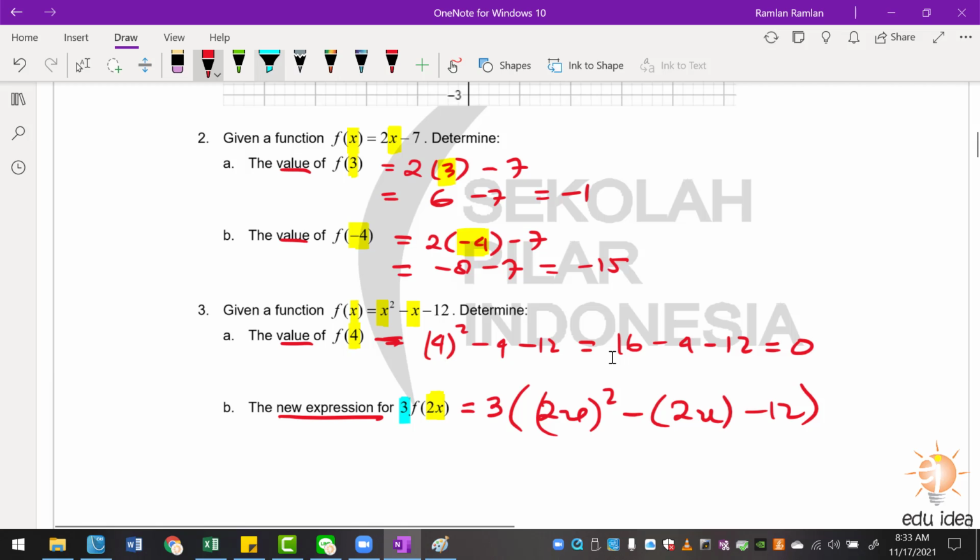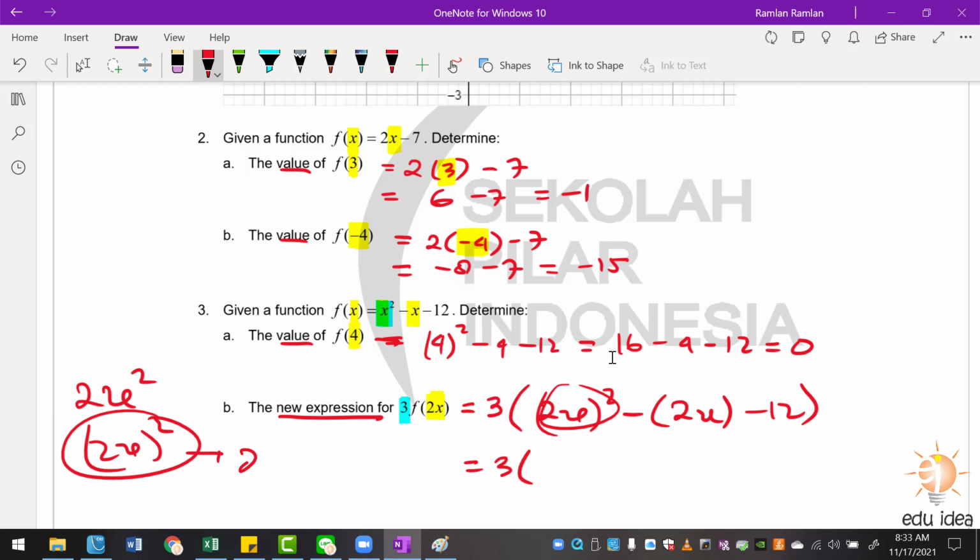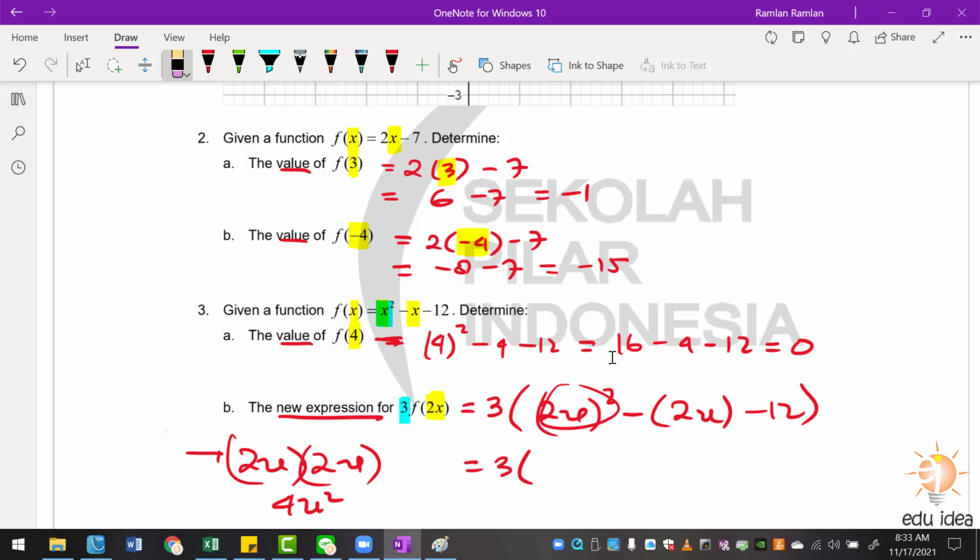As you can see, I'm just substituting this guy with this, and then this guy with this. That's the only thing that I did there. And then this is equal to 3 times something. Remember that this is different if I have 2x squared and (2x) squared. When I have something like this, it means that this is 2x multiplied by 2x, and 2x multiplied by 2x is 4x squared. So be careful with that. I'm going to write that down here: this is going to be 4x squared, minus 2x, and minus 12.